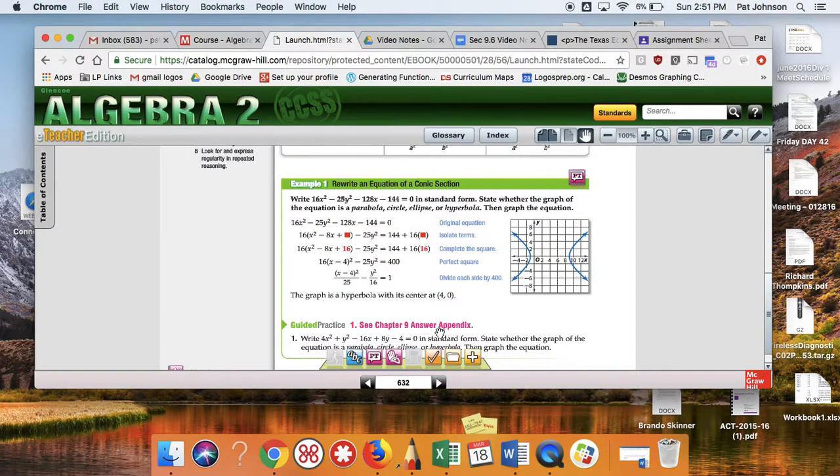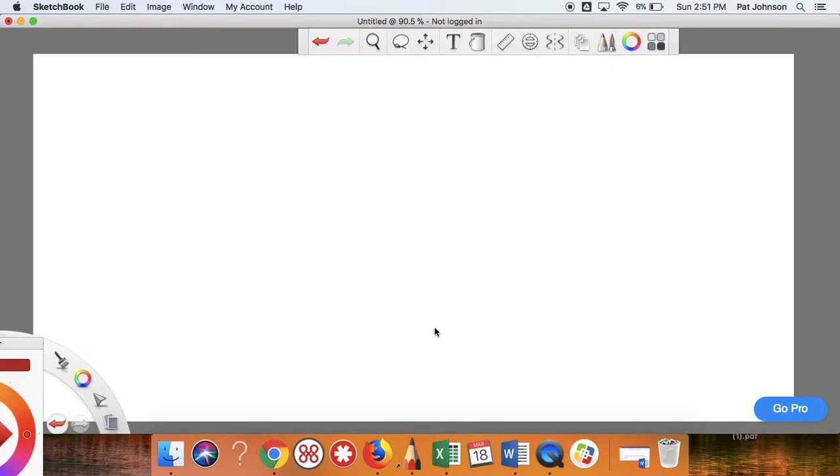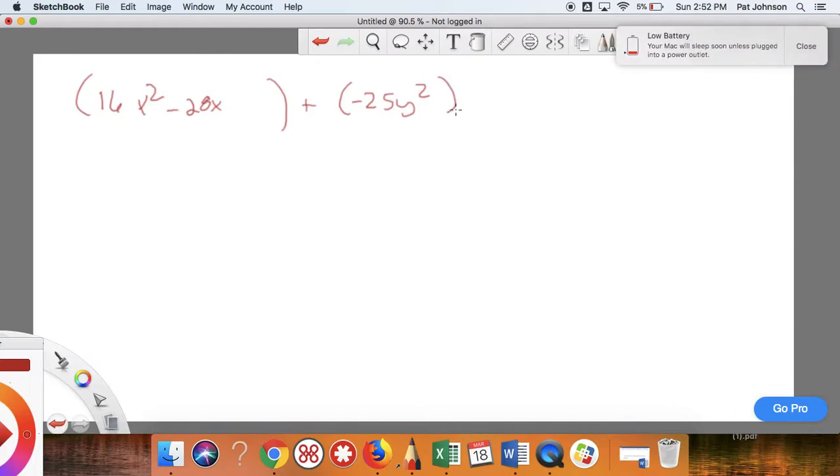So let's start going directly to our example. It says, write an equation of a conic section. So given this equation, write this equation in standard form. State whether the graph of the equation is a parabola, a circle, or hyperbola. And then graph the equation. So we first have to start with our equation. We're going to regroup, so 16x squared minus 28x, okay, plus, I'm going to go ahead and tie that negative 25y squared equals 144.